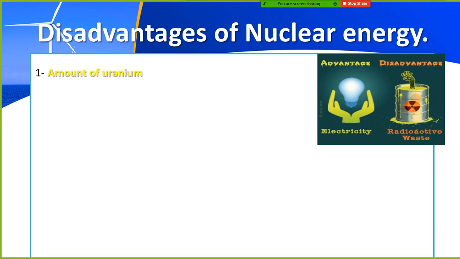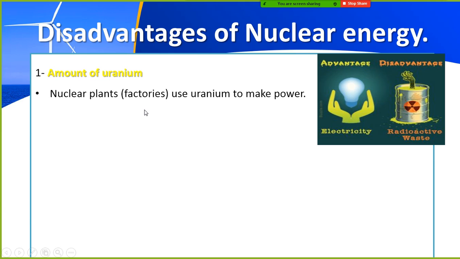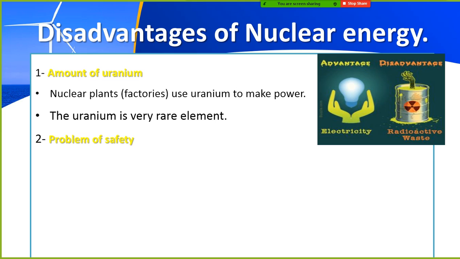Now, number one, we have something called uranium. Have you heard about uranium before? Uranium is an element, a chemical. Nuclear plants or factories, in order to produce nuclear energy, depend on an element called uranium. This element is very rare. It is so difficult to find. So this is one of the disadvantages. Uranium, the main element we depend on to produce nuclear power, is very rare. It's not easy to find. Second thing, the problem of safety.